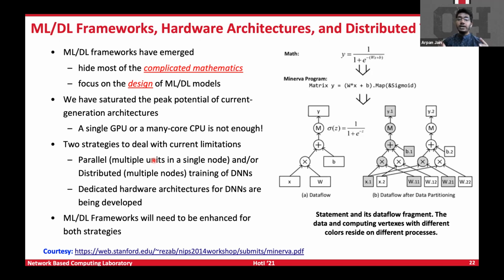For example, if you consider computation and communication as separate entities, then you will not get very good scalability, because you will spend a lot of time in communication when you are training the model on thousands of GPUs. So we need to overlap the computation and communication, and we also need efficient implementations of those communication primitives. So in both of these strategies, we need to modify the deep learning framework according to the implementation. That is why the ML and deep learning frameworks will need to be enhanced for both strategies.